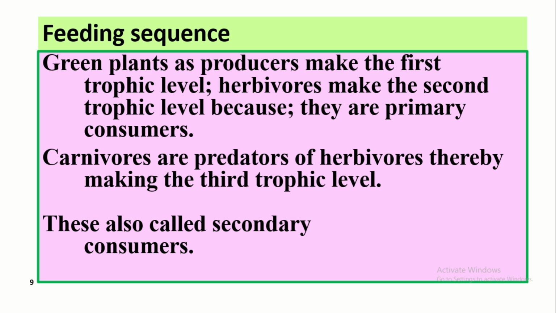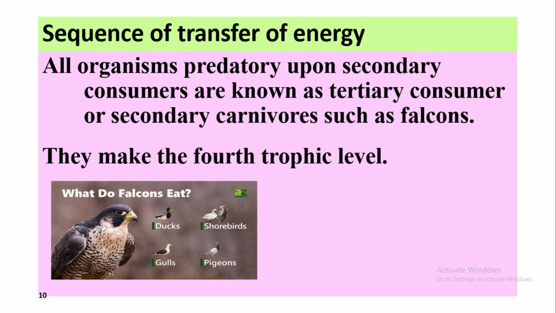Green plants as producers make the first trophic level. Herbivores make the second trophic level because they are primary consumers. Carnivores are predators of herbivores, thereby making a third trophic level. These are also called secondary consumers. So we can have tertiary also.